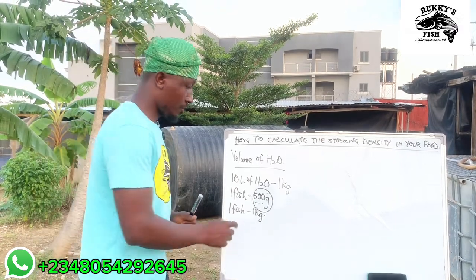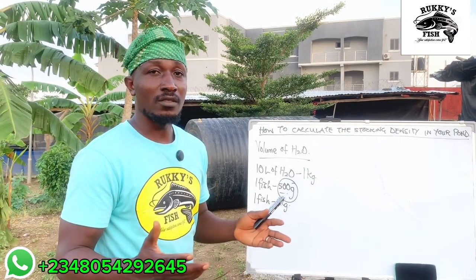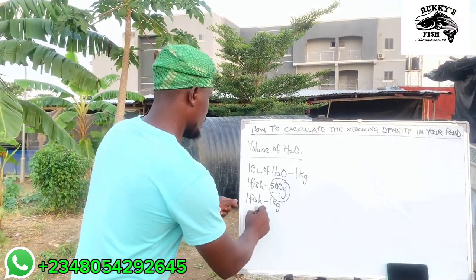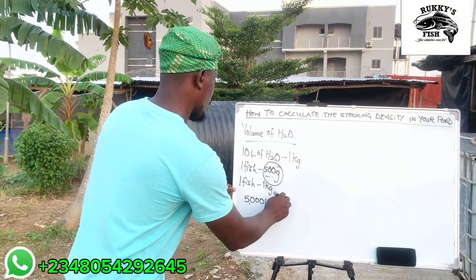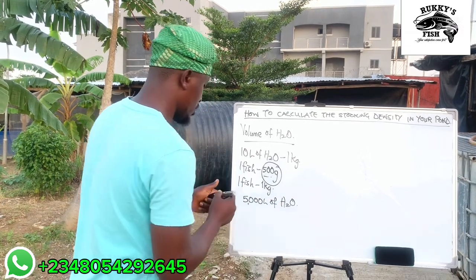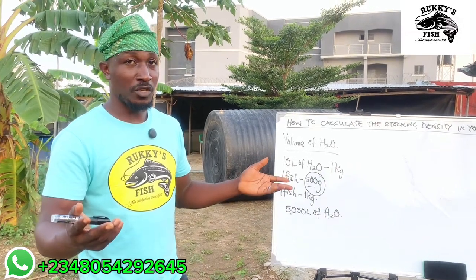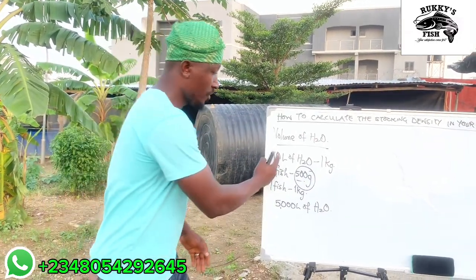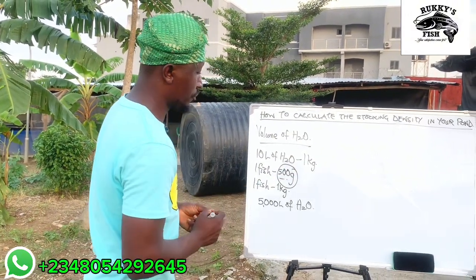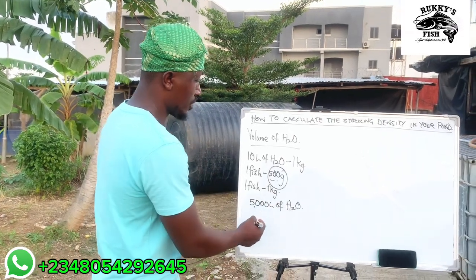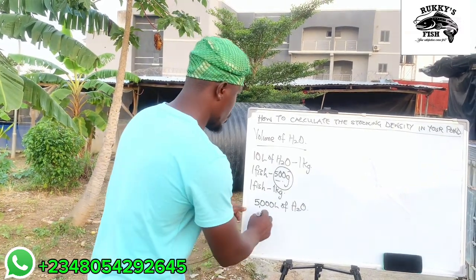Are we ready? Now let's bring this down. If you have a pond that can contain 5,000 liters of water, how many pieces of fish can this volume of water contain? That's the big question. So back to stocking density, we have 10 liters of water is to raise 1 kg of fish, and 5,000 liters of water is to raise a particular number of fish. We do not know. So let's go this way.